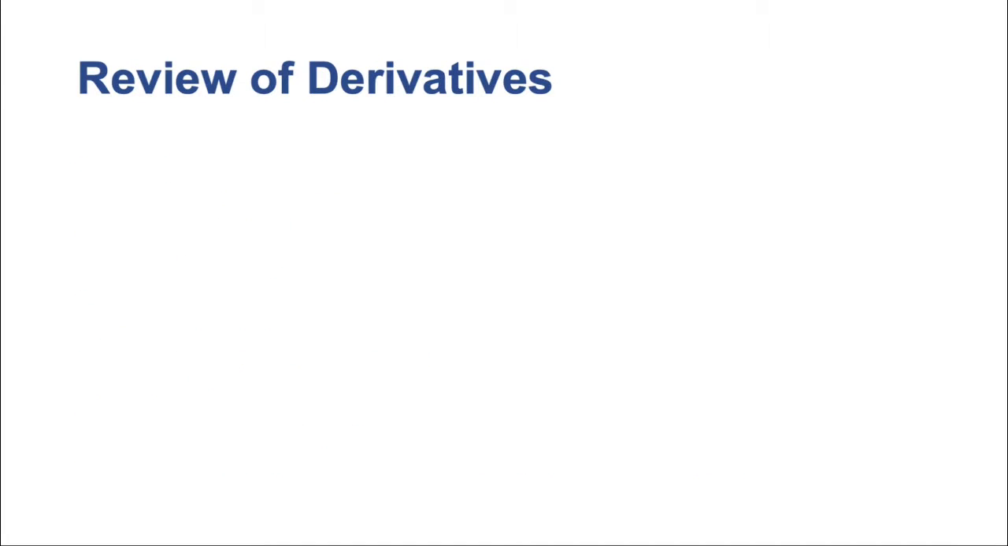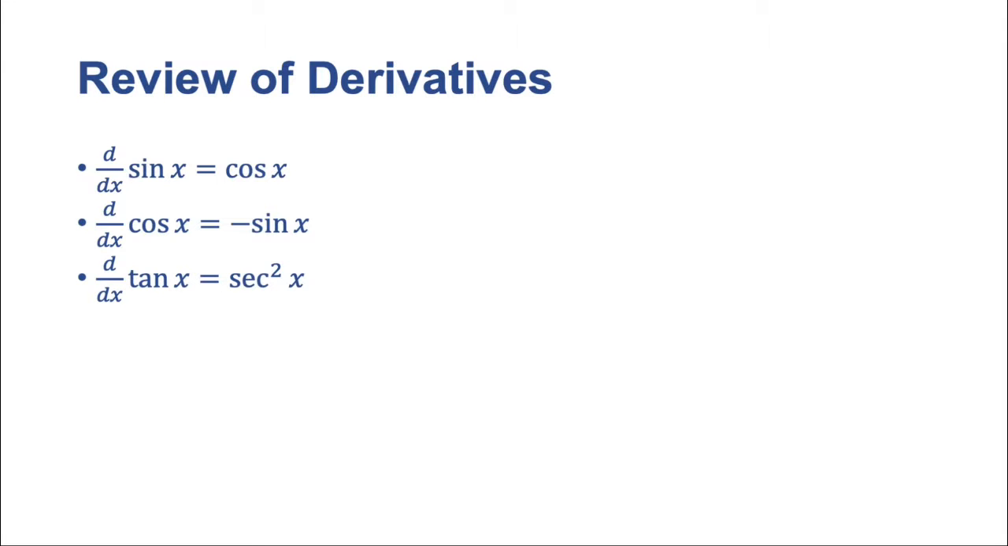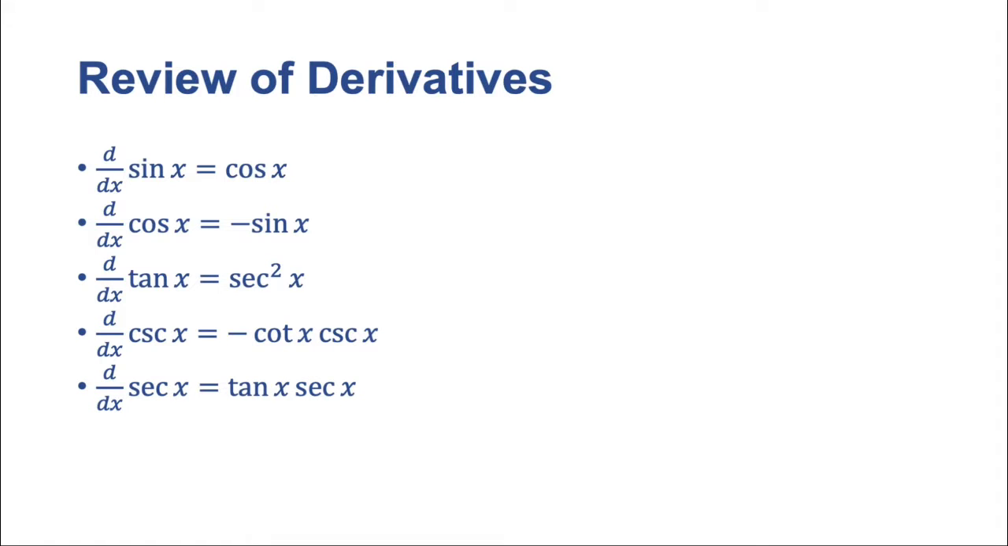So now we have all 6 derivatives for our trig functions. We know that the derivative of sine is cosine, the derivative of cosine is negative sine, the derivative of tangent is secant squared, the derivative of cosecant is negative cotangent cosecant, the derivative of secant is tangent secant, and the derivative of cotangent is negative cosecant squared. All right, so now we have everything we need. So now let's do some examples.